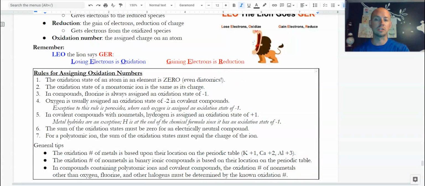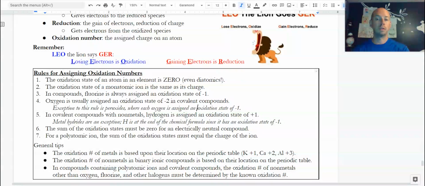And that's where we start to look at these rules up here and work by process of elimination. For example, in nitrate, if we had 3 oxygens, each of which was -2, but then we also thought of nitrogen, which is in column 15, as a -3, -3, -2, -2, -2 doesn't add up to -1. It adds up to -9. That's how we can know that in that instance, nitrogen has a different oxidation number.